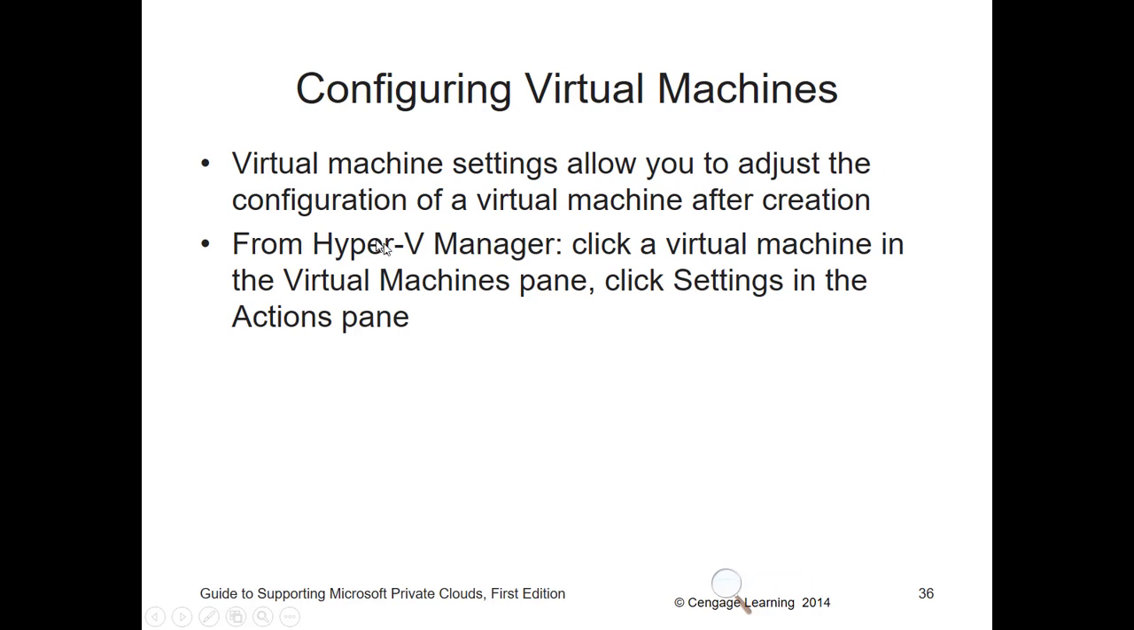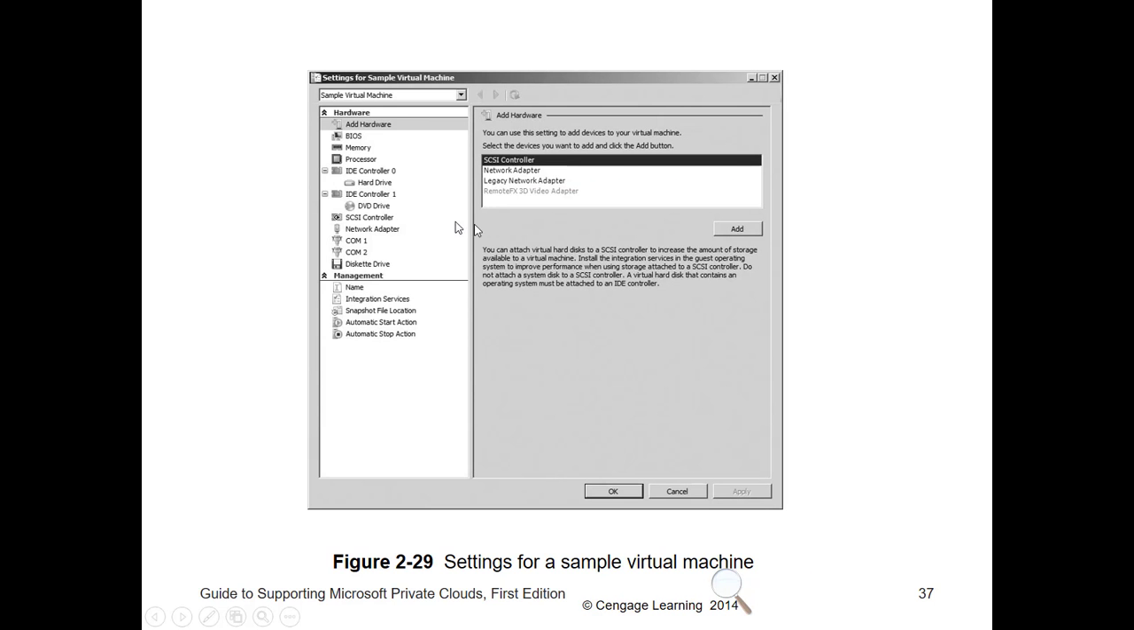So configuring virtual machines, then we started to go for configuring virtual machines. Now these are some of the extra options there. If you want to add another hard disk, go for a new hardware, and then you can add one more, two more, three more IDE disks, or we already talked about differencing as well as the pass-through disk.